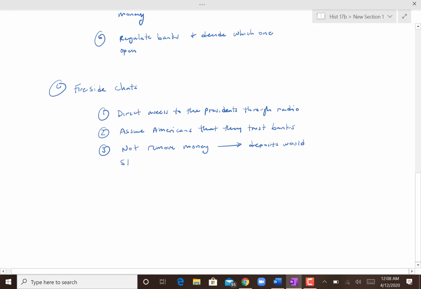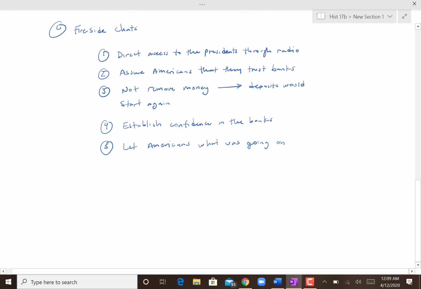Because, of course, people were not depositing any money when the banks were failing. That's essentially like giving your money away at that point. And so you needed to establish confidence in the banks. And the whole point of this first fireside chat was to do that, as well as let people know what was going on. Because again, you did have the newspapers giving some information, but if they really wanted to know in detail what the plan was, what the president was planning on doing, what the situation in the United States was, and assure people that things were being fixed, that the government was working on it.